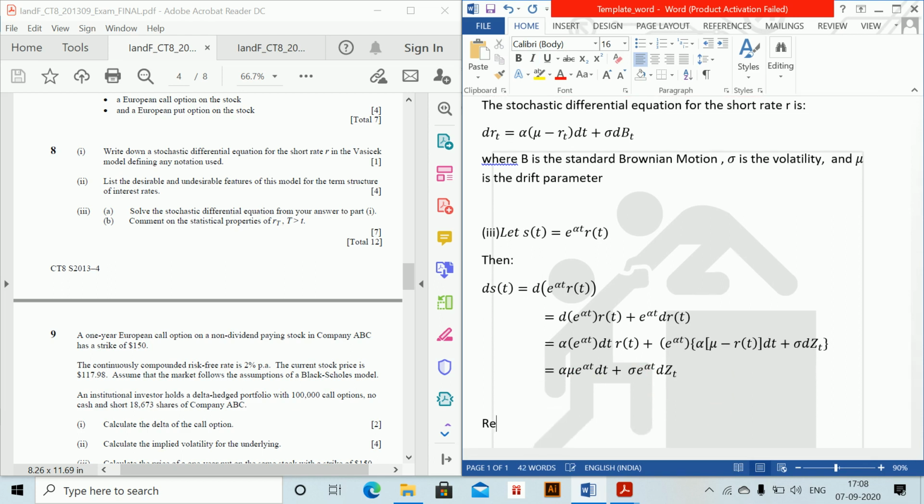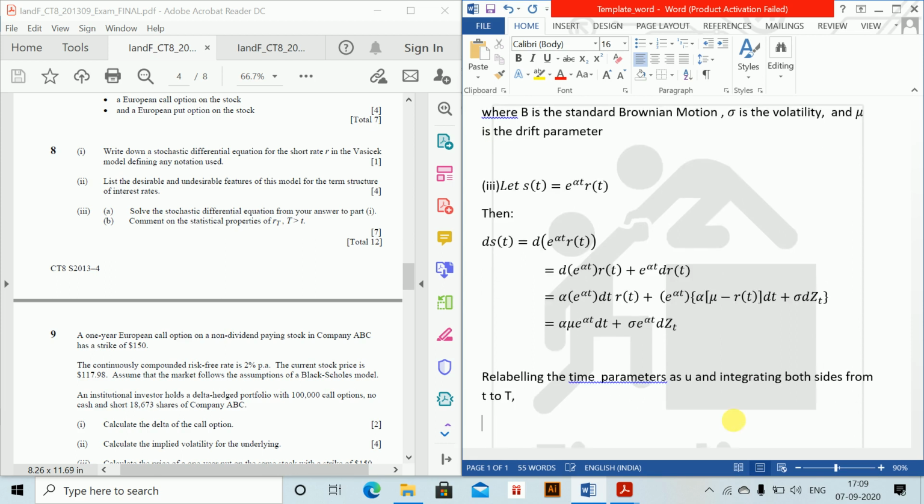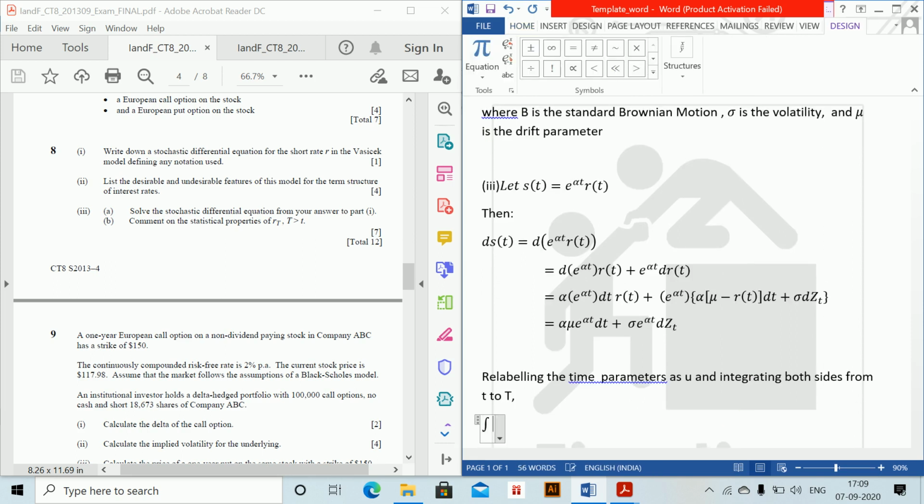Relabeling the time parameter as u, and integrating both sides from t to capital T.